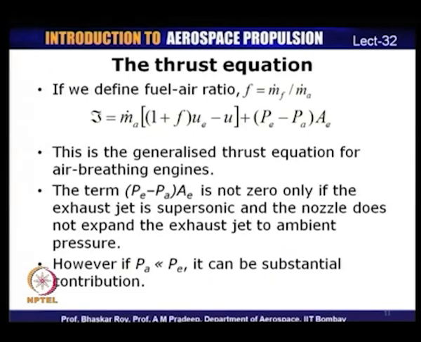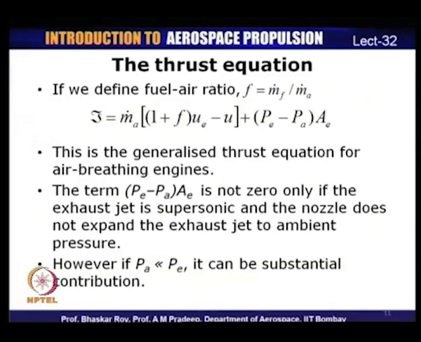Let us now define a fuel to air ratio, where fuel to air ratio is the ratio of mass flow of fuel to mass flow of air. So, f is equal to m dot f by m dot a. If you substitute for that in the thrust equation, we have thrust equal to m dot a into ((1 plus f) u_e minus u) plus (P_e minus P_a) into A_e. So, this is the generalized thrust equation for air breathing engines. You can see there are two components here. The first term is because of the momentum, the second term is because of the pressure.